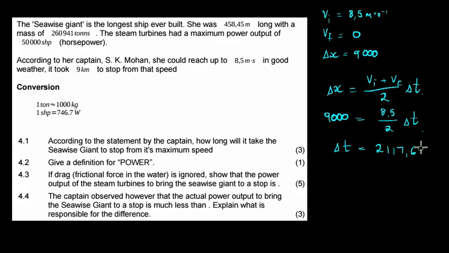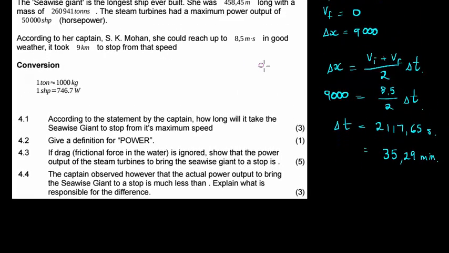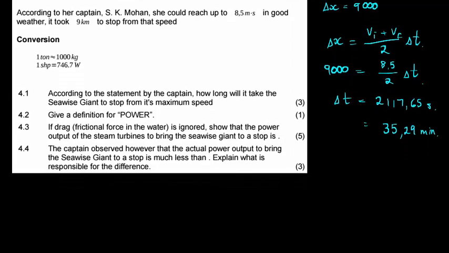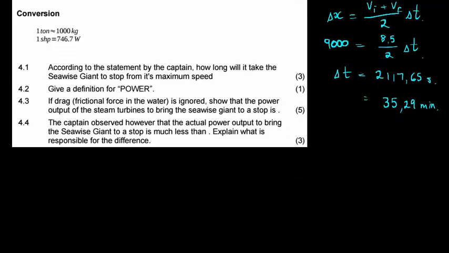It's 2,117.65 seconds. We divide that by 60. It's 35.29 hours. No, it's not hours, it's minutes. So it takes more than half an hour for it to stop from that speed. The reason it takes so long to stop is because of her mass. That amount of mass, her momentum is so much that it will take just so much to stop her. Remember, momentum is a measure of how difficult it will be to stop you.